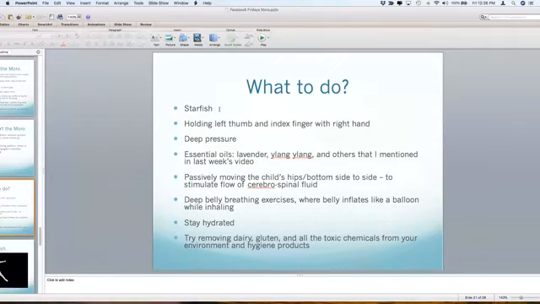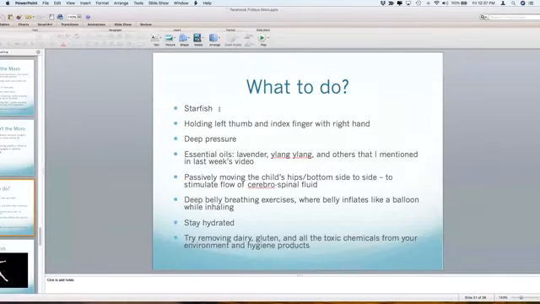Giving deep pressure and deep massages, especially to children who struggle. All the kids love deep pressure. A lot of them can't even feel their bodies, so they just need that extra input. I'm using things like essential oils that we talked about last week, such as lavender, ylang ylang, or other ones that you can find in that video. I'm passively moving the children's bottom side to side while they're lying on their stomach. Just take their britches and move it back and forth. That helps stimulate the cerebral spinal fluid flow.